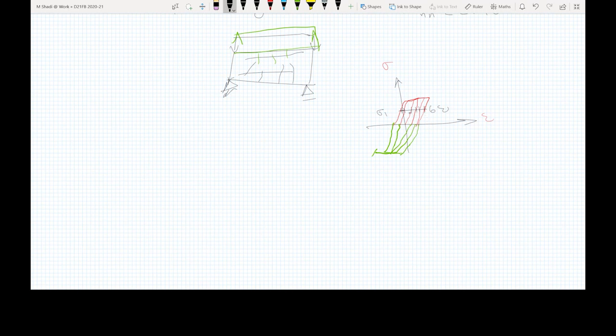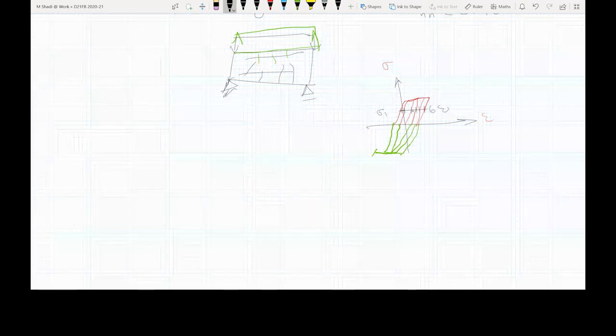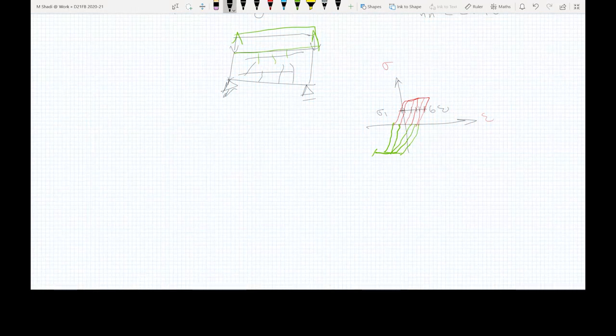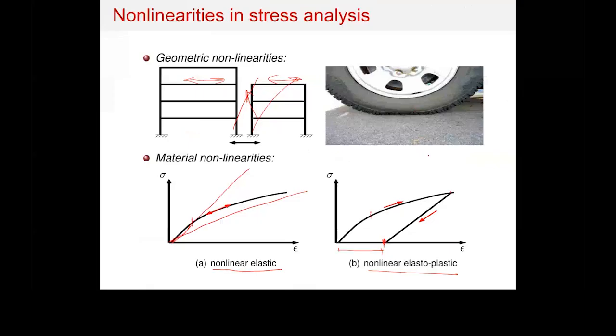So if you are in the first cycle, this is what you get. If you are in the second cycle, this is what you get. If you are in the third, the fourth, the fifth, you have different values for the strain depending on the location of your load in the time history of your loading. So this is quite a complex behavior, this nonlinear elastoplastic. I mean, it can be simple, just one cycle, but it can be a lot more complex.